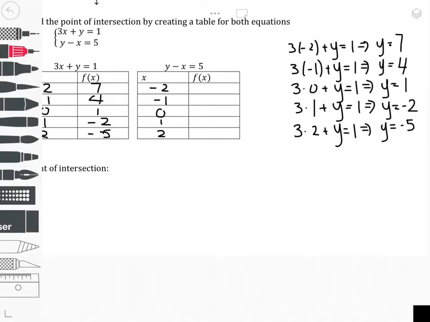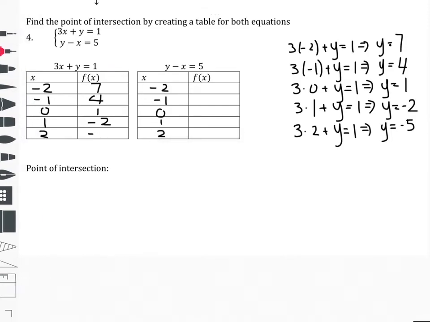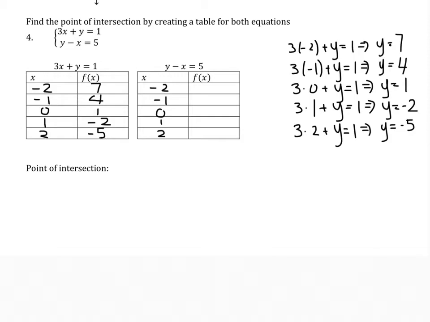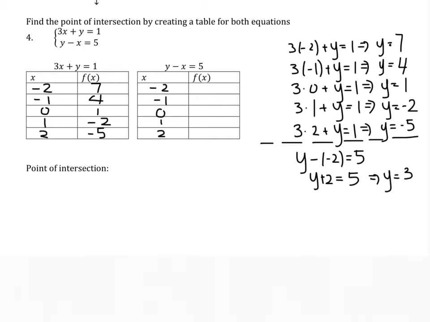So we have the information for the first equation. Now I need the information for my second set. And I'll do exactly the same thing. Let me draw a line to separate it from the first equation. So y minus x equals 5. I'm going to plug it in when x equals -2. So y minus -2 equals 5. So this is basically y plus 2 equals 5. So what's my y value? Subtract 2 from both sides. My y is going to be +3.